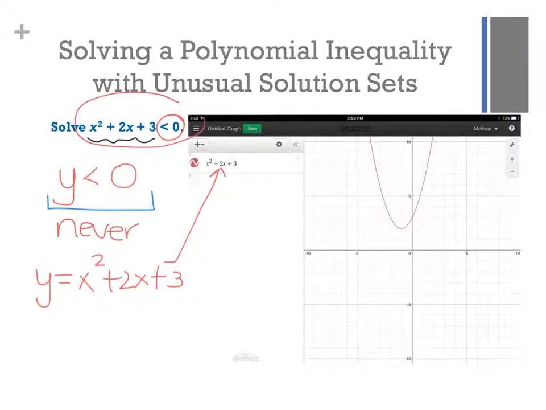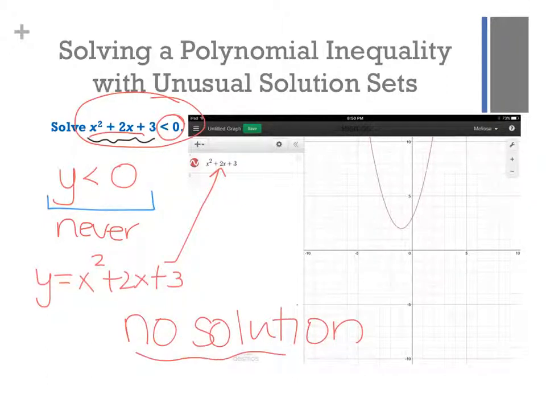So because this graph, x squared plus 2x plus 3, is never less than 0, there is no solution to this inequality. In other words, x squared plus 2x plus 3 less than 0 has no solution. So, looks like we are done with this question, and we're going to move on to another example where we have an unusual solution set.